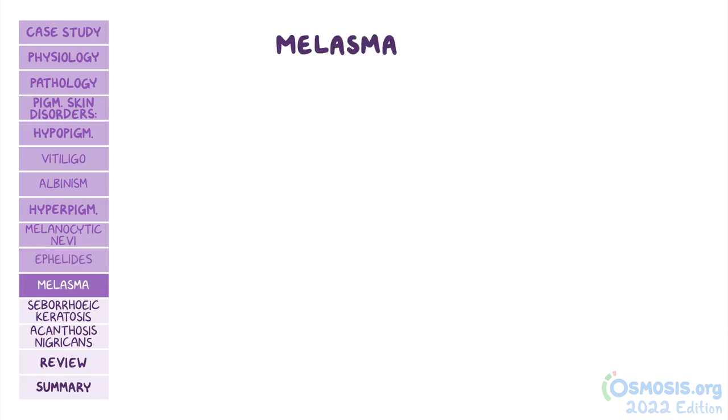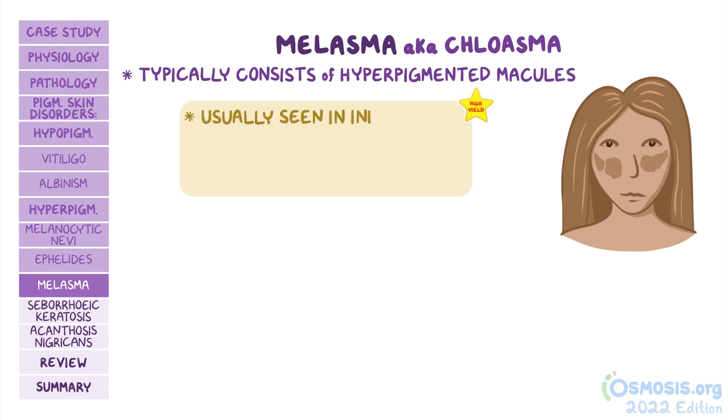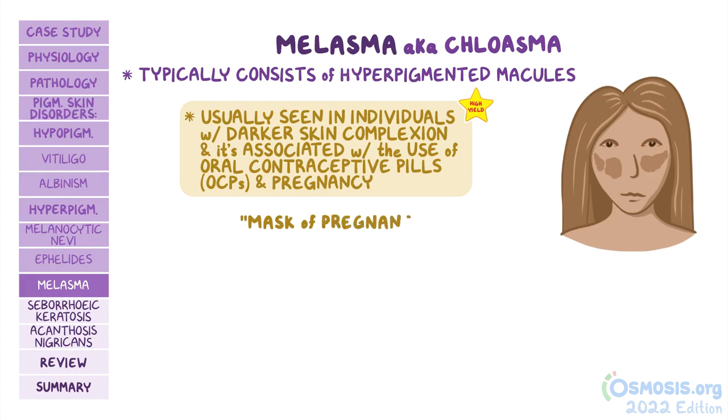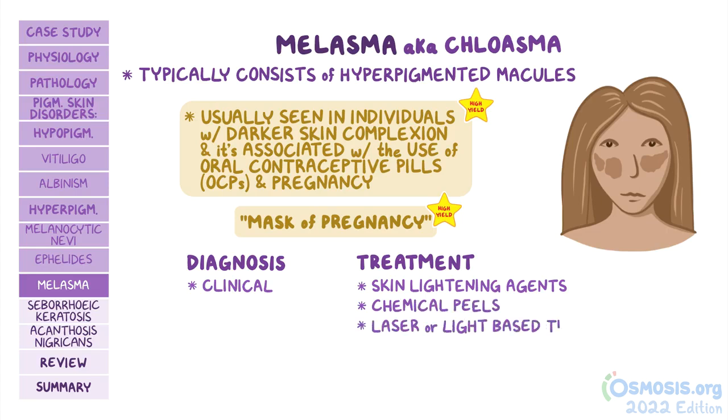Next, there's melasma, also known as chloasma, which typically consists of hyperpigmented macules, most commonly on the cheeks. For your test, remember that it's usually seen in individuals with darker skin complexion, and it's associated with the use of oral contraceptive pills, or OCPs, and pregnancy, in which case it may be described as a mask of pregnancy. In fact, that's a keyword to keep in mind for your exam. Diagnosis is clinical, and treatment options include skin lightening agents, chemical peels, and laser or light-based therapy.